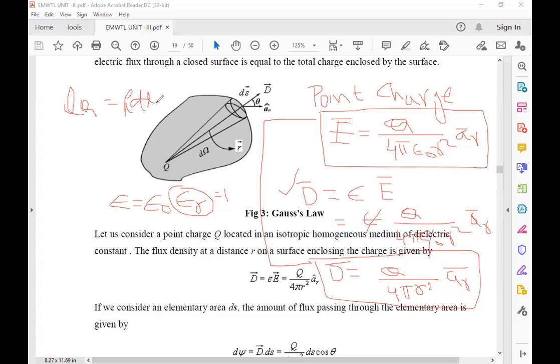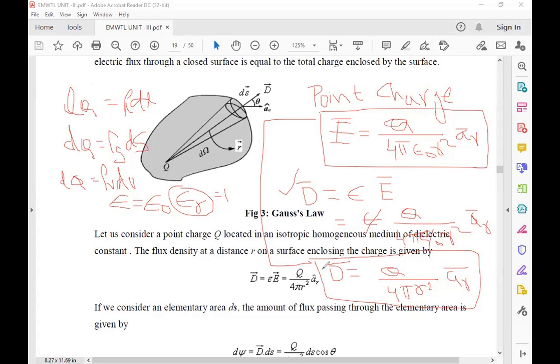Rho L into dl. The rho L is the charge density in the line. And for the surface, dq is equal to the change of charge, rho S into ds. And for the volume, dq is equal to rho v into dv. These are the formulas we have in the charge distributions.